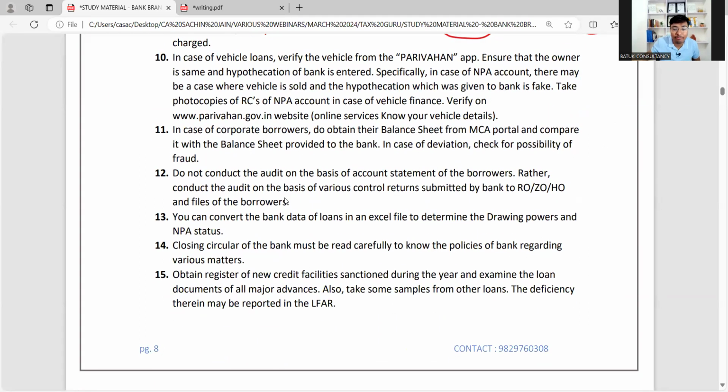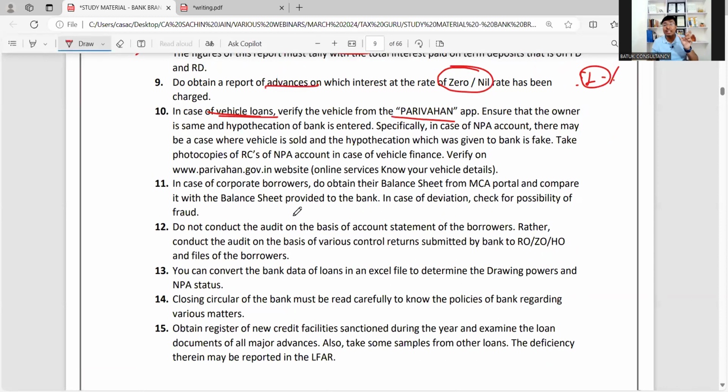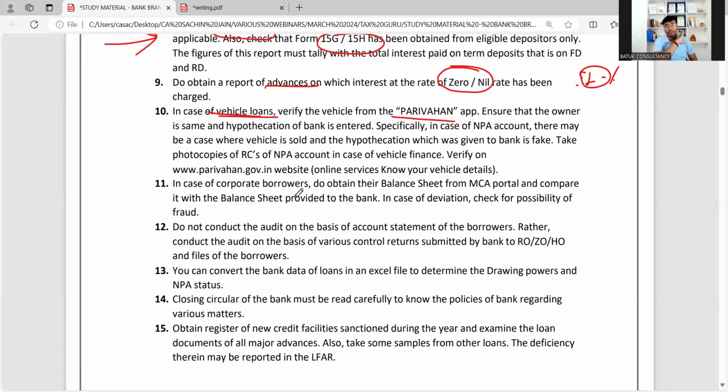As we all know, in case of a vehicle loan, when someone is taking the vehicle loan, that person has to register the same on the Parivahan app. Okay, there is one app by the central government, that is the Parivahan app, and we can check the status of the hypothecation on that Parivahan app.